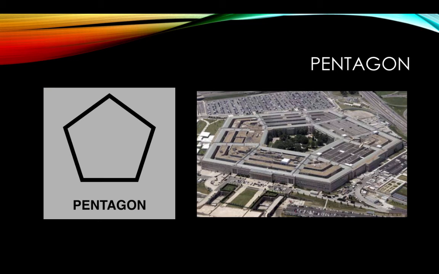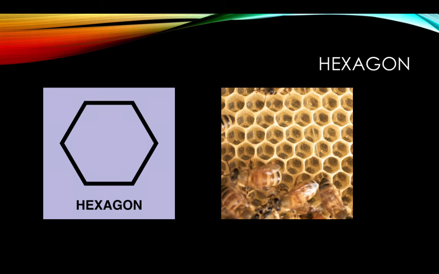Next, we have a pentagon. Pentagons are just five-sided polygons with all sides being straight. This building is called the Pentagon because it is in the shape of a pentagon. Next, we have hexagons. These are just six-sided polygons with all the sides being straight. And this bee honeycomb, all the little individual parts are hexagon shaped.